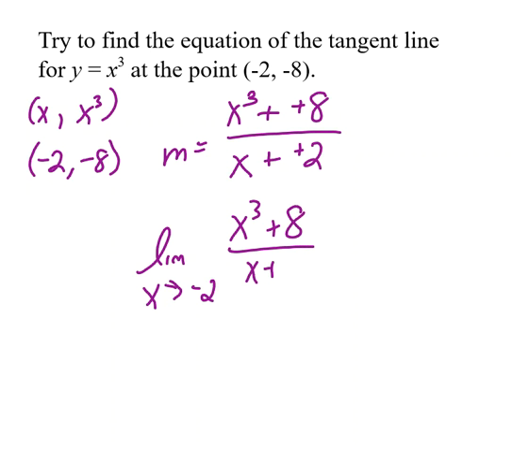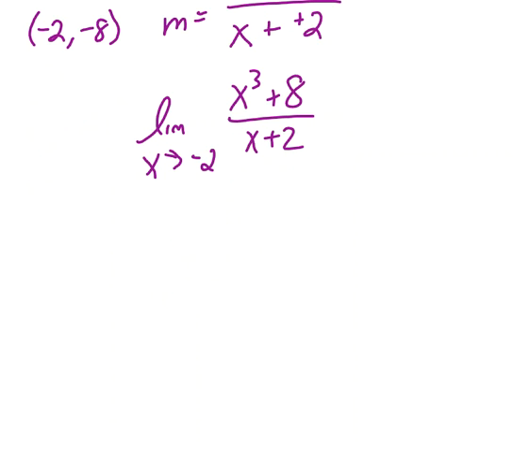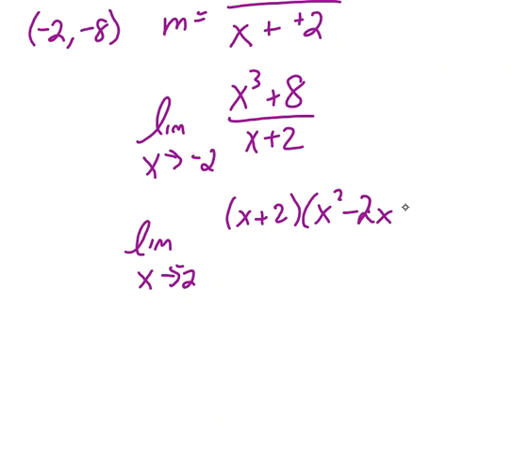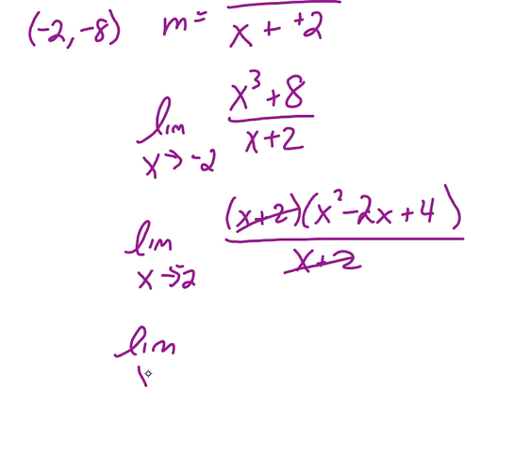Again, we've seen this problem before, but we did it last time with tables. Now what I'm going to do is do it algebraically with a factor and reduce. So I factored with the sum of cubes, good old algebra 2 throwback. Cancel out the x plus 2s. I'm doing the limit as x approaches negative 2 of the quantity x squared minus 2x plus 4.